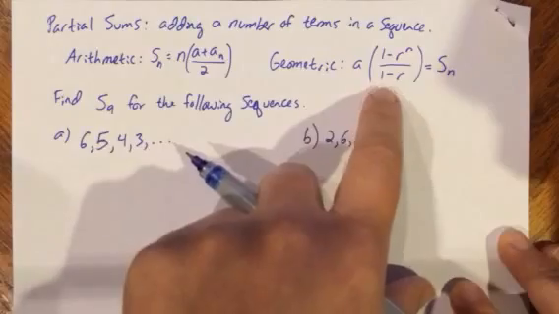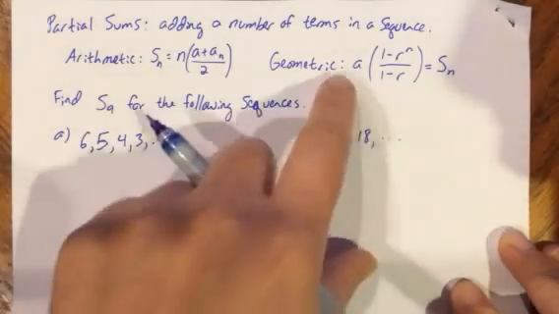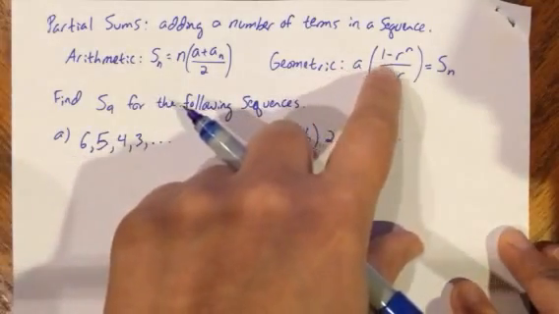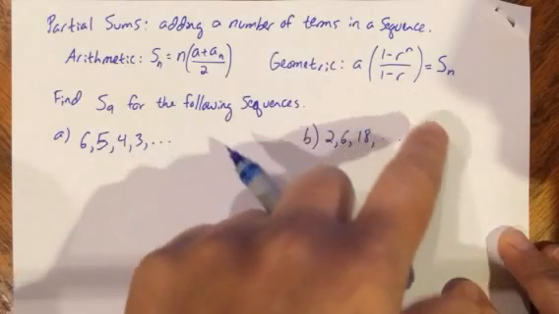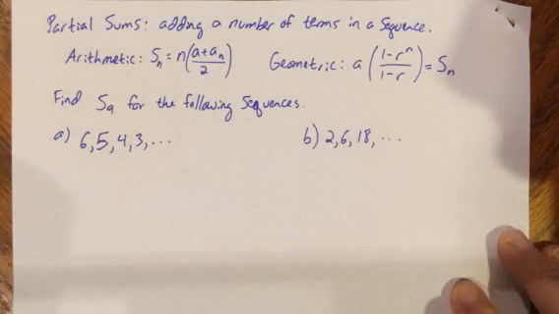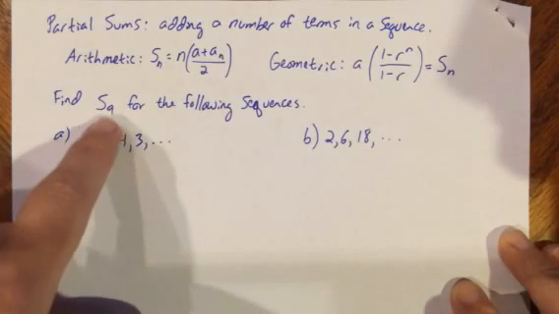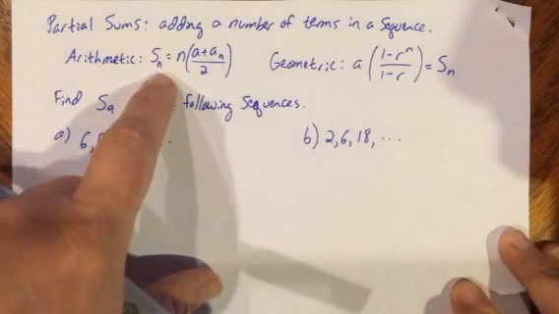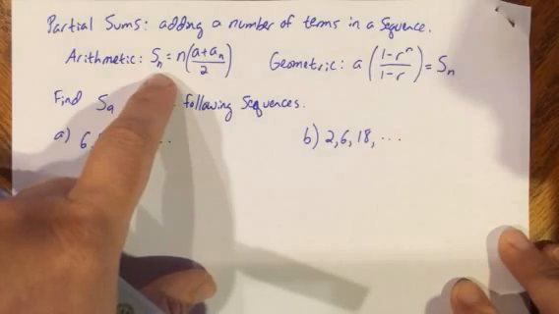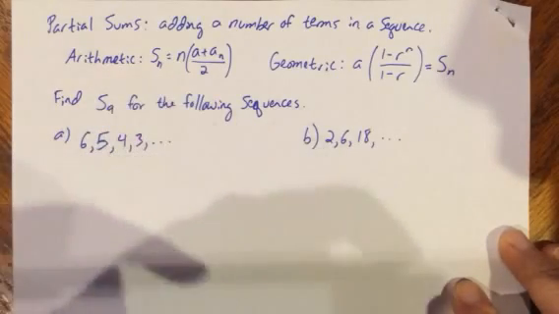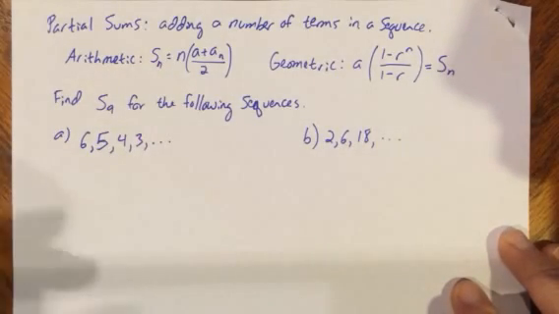For geometric, it's a little bit trickier. It's going to be what your first term is times 1 minus the ratio to the n over 1 minus the ratio. So first thing I need to do is figure out, are these geometric or arithmetic? And I want to find S of 9. So I want to find the first 9 terms and add them together. I don't actually need to find the first 9 terms, but that's kind of what I'm doing.